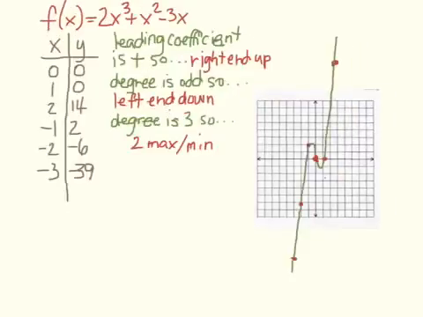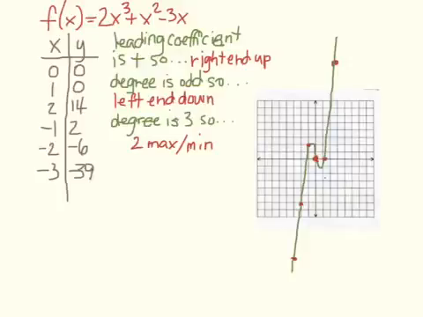Next example. The function 2x cubed plus x minus 3x. Again, let's make a table of x's and y's. Start with 0. If I plug in 0, I get 0. If I plug in 1, I get 0. If I plug in 2, I get 14, and that's my clue that I've moved outside of the main area of the graph, and it's probably not coming back down.